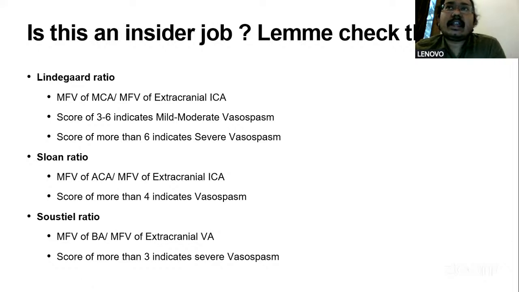So not just MCA aneurysms, we also often come across ACOM aneurysms. So in the anterior cerebral artery, there might be vasospasm. If it happens, we take mean flow velocities of ACA, divided by mean flow velocities of extracranial ICA of the same side. And if the score is more than 4, then it would indicate vasospasm. In the Soustiel ratio, what we do is we take basilar artery mean flow velocity and divide it by extracranial vertebral artery mean flow velocities, and a score of more than 3 indicates severe vasospasm.